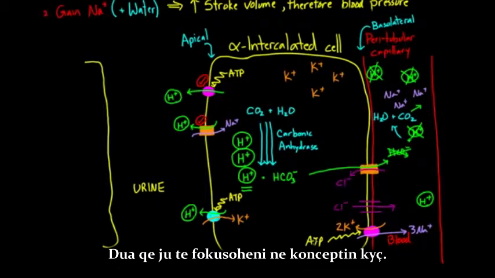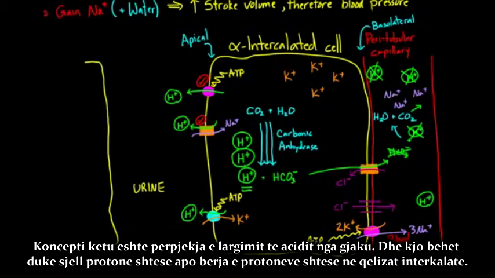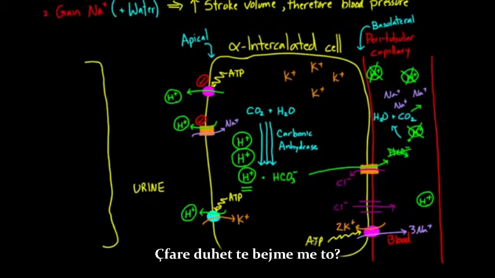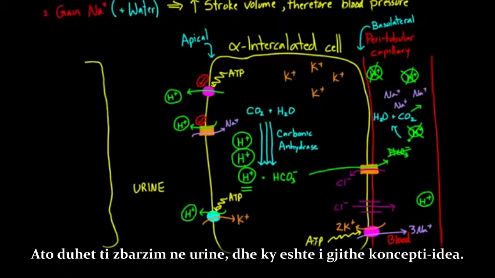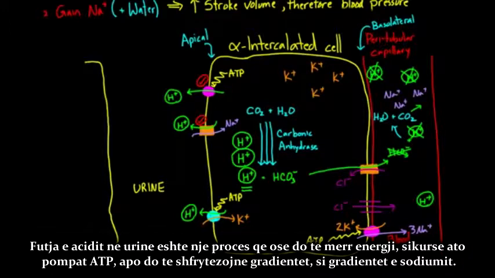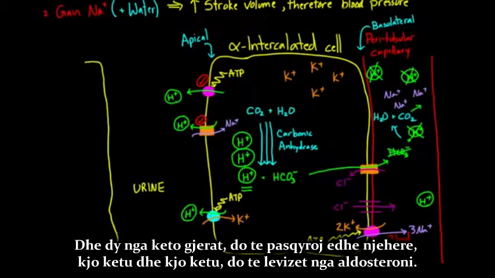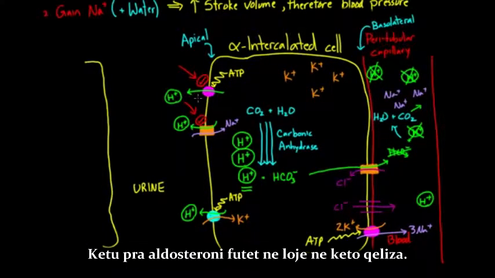But I want you to really try to focus on the key concept. The concept here is that you're trying to get acid out of the blood, and you do that by making extra protons in the intercalated cell. And you saw how that happened. But the trick is, well, what do you do with them? Well, you have to dump them into the urine. That's the whole concept. Getting acid into the urine is a process that is either going to take energy, like those ATP pumps, or it's going to take some cleverness through a gradient, like that sodium gradient. And 2 of these, this one and this one, are going to be driven by aldosterone. So that's where aldosterone comes into play in these cells.